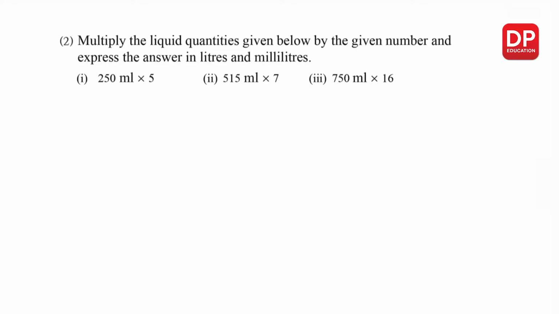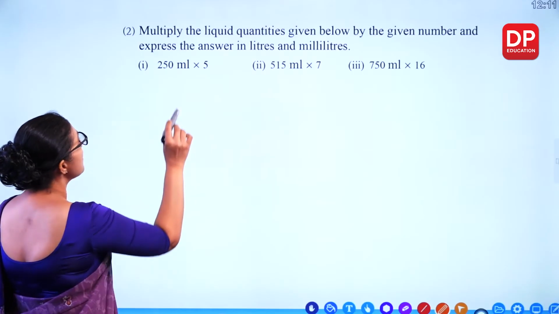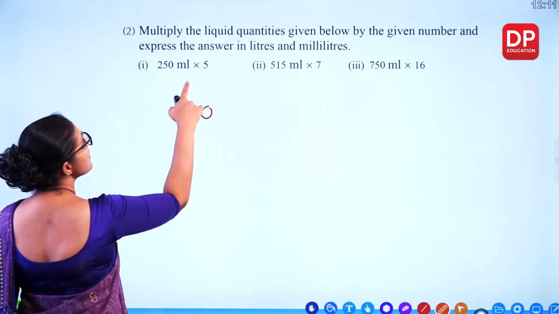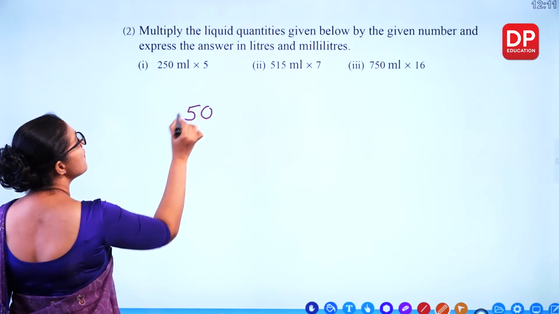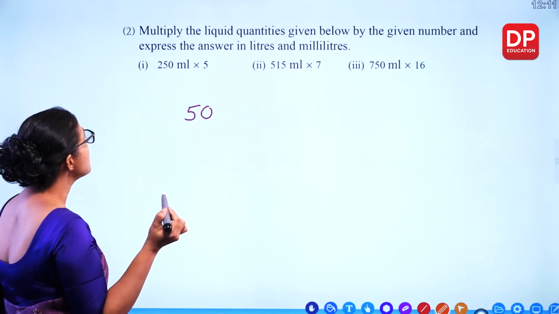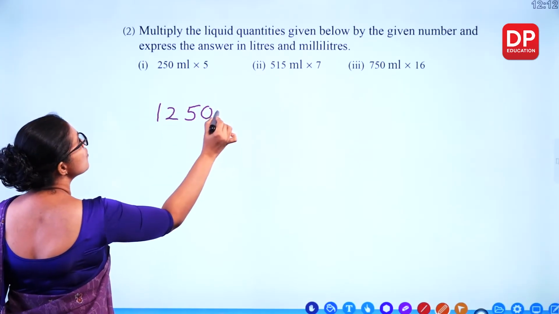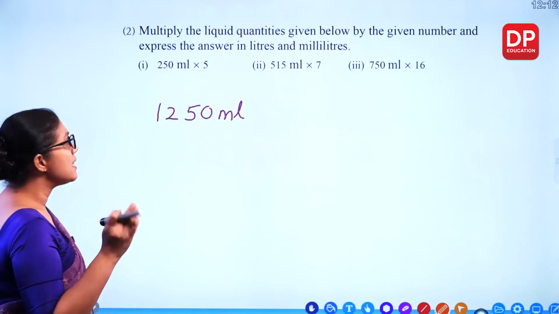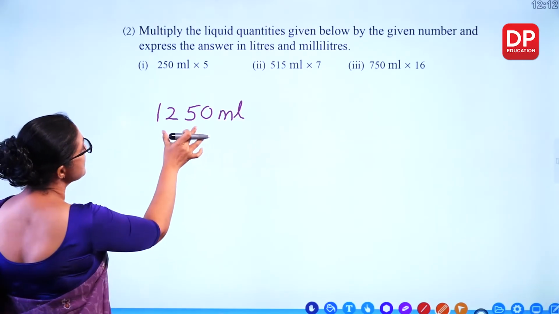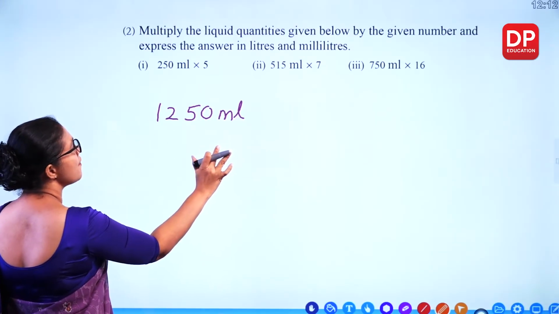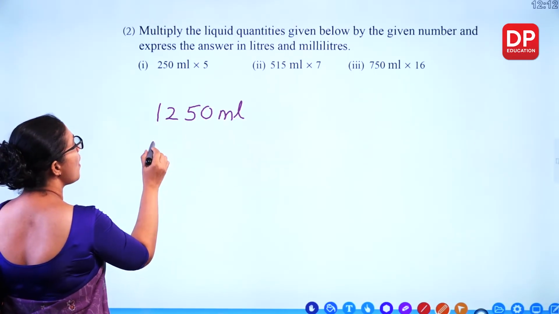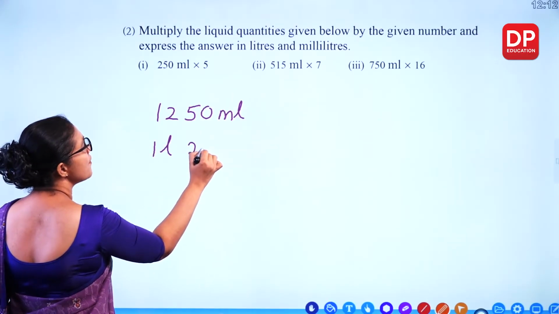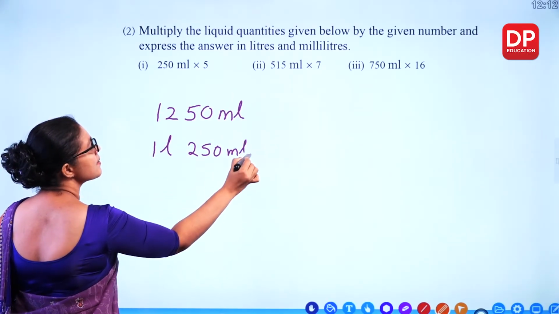Multiply the liquid quantities given below by the given number and express the answer in liters and milliliters. So multiply by 5. 5 times 5, 25. 2 remaining. 5 times 2, 10 plus 2, 12. So this is 1250 milliliters. Now convert to liters and milliliters. We can separate 1000 and 250. 1000 means 1 liter and 250 milliliters.